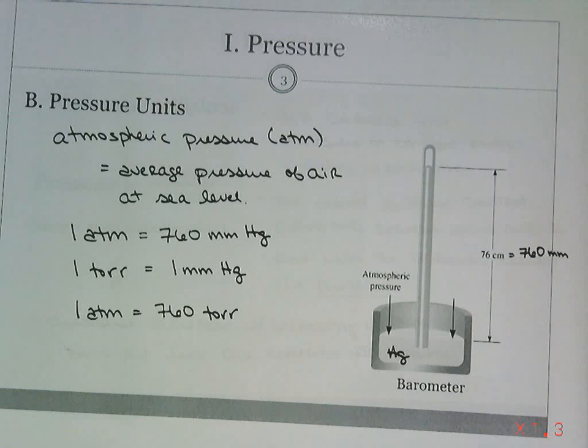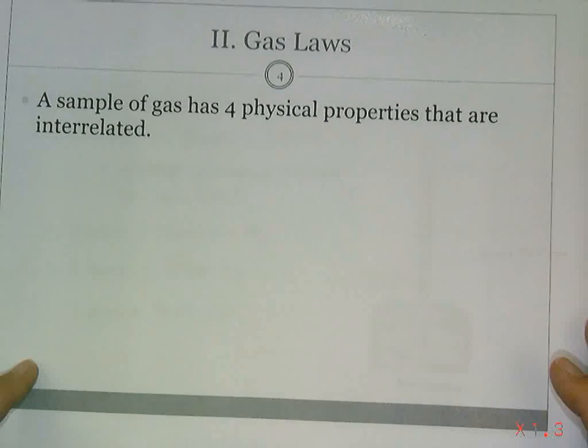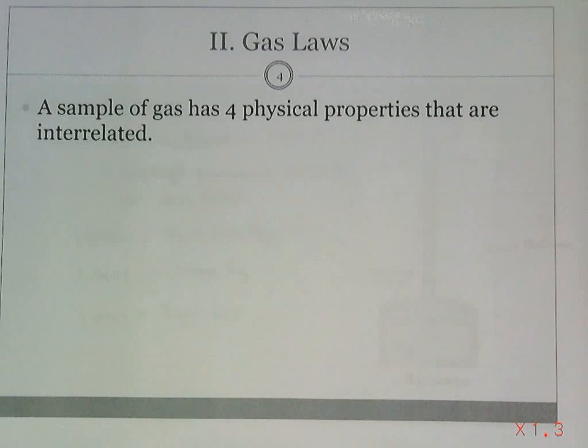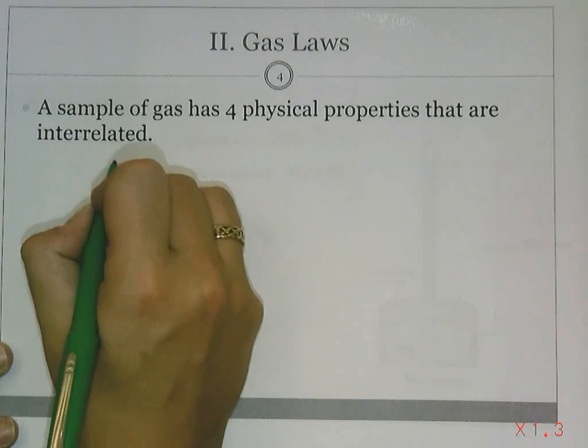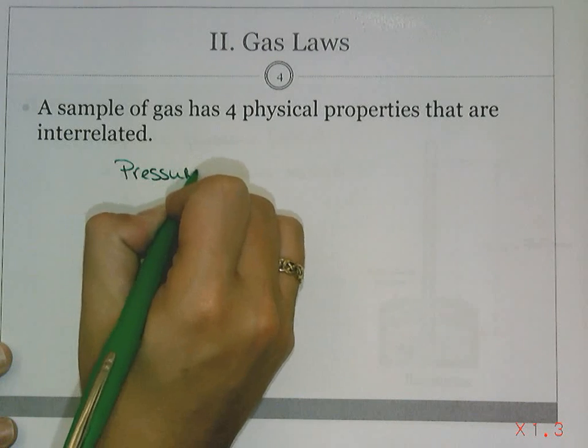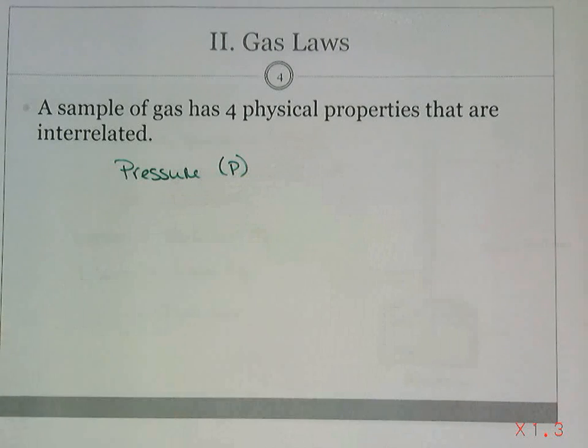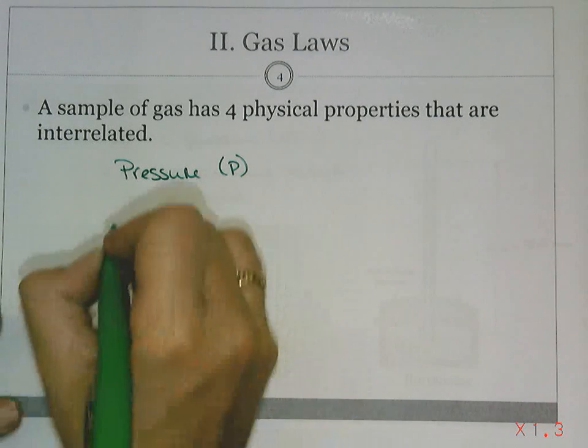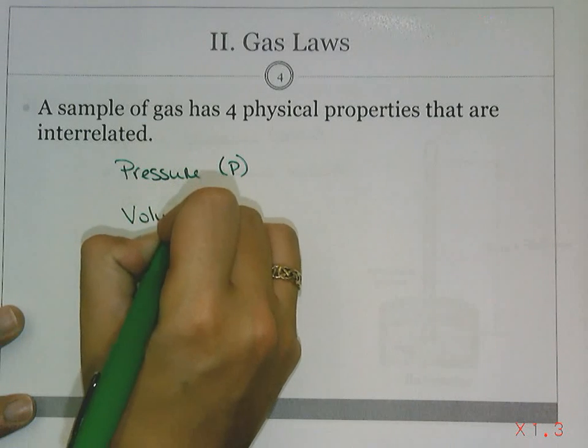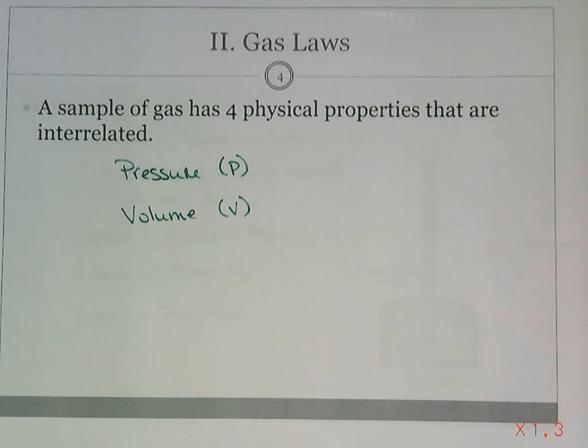All right, so now we know what pressure is, we know what units we should use along with it. So what are these gas laws that tell us about how gases work on Earth? So a sample of gas has 4 physical properties. They're all interrelated to each other. Pressure, that we just described, which is given the letter P. We also talk about volume, which is given the letter V.